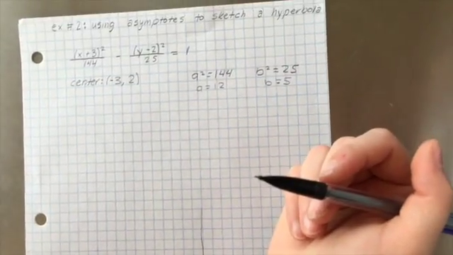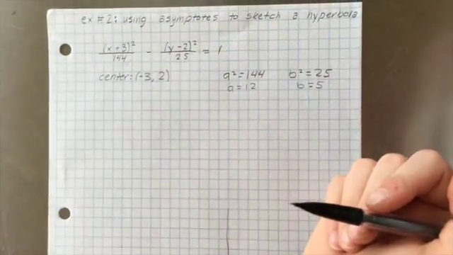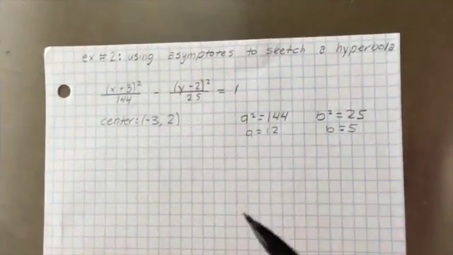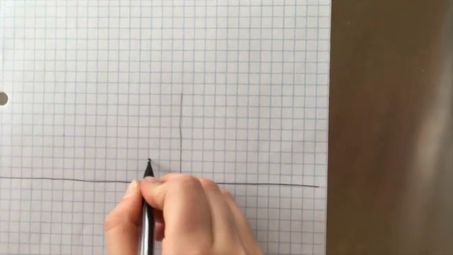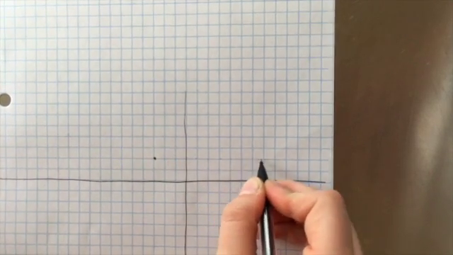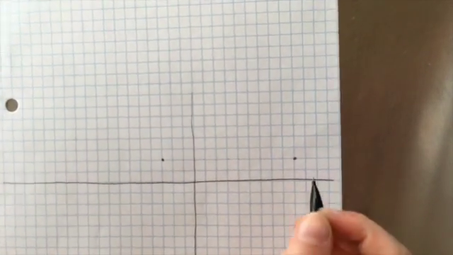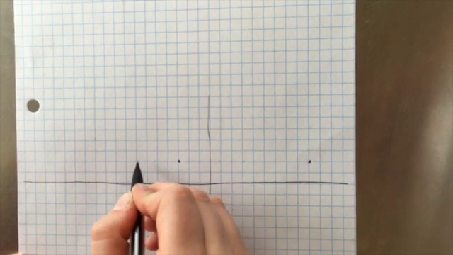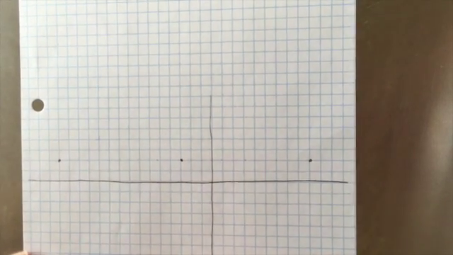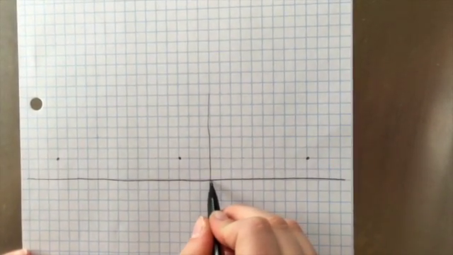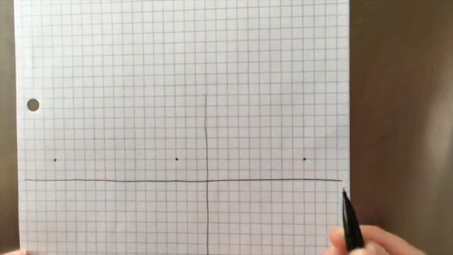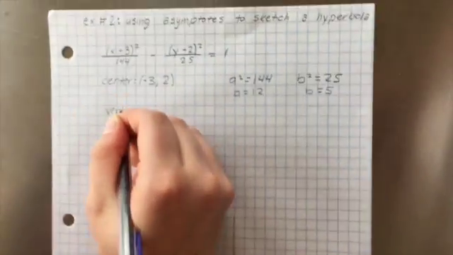So then to graph the vertices, you know that the a value is on the transverse axis. So if you take the center and move it over 12 spots, 1, 2, 3, 4, 5, 6, 7, 8, 9, 10, 11, 12. This is going to be one of your vertices, and do the same in the other direction. This will be your other vertex. And then you can just look at the graph and count 1, 2, 3, 4, 5, 6, 7, 8, 9, up to.